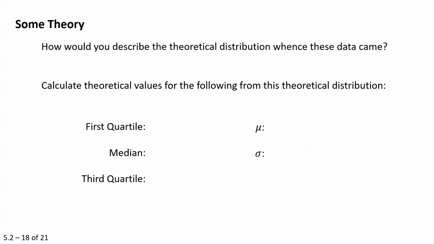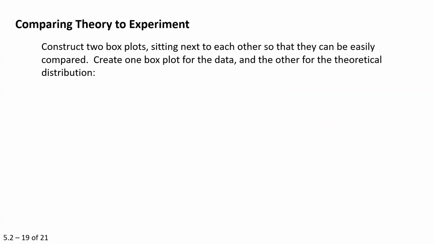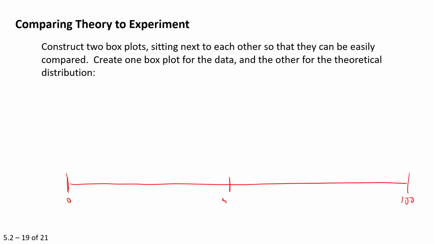Okay, so we've covered this. This is what the theoretical values were. And so let's compare theory to experiment here by constructing a couple of box plots. So let's do a scale down here that goes from 0 all the way out to 100. And let's divide this up: 50, 25, 75. And let's create 2 box plots here: experiment and theory.